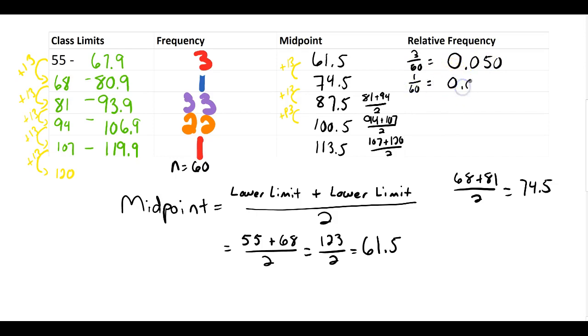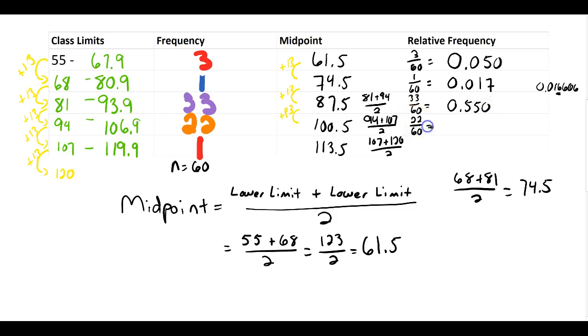This is 1 divided by 60. That's going to be 0.017 if we round it correctly, because 1 divided by 60 actually gives us 0.0166666. So if we round to 3 decimal places, this is a 5 or larger, so that one goes up to a 7. 33 divided by 60, you have to remember your rounding rules. 0.550.